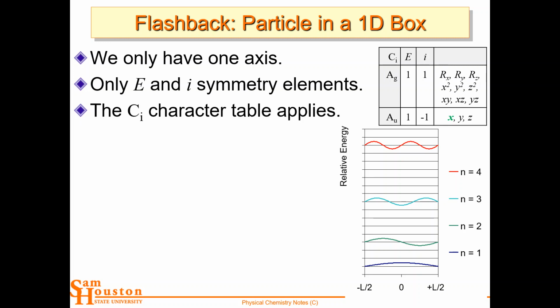It only has those two symmetry operations here, E and I. And so we label those wave functions with their even and odd character. If we were to do the inversion, let's just show an example. If we did the inversion on the ground state, the left side equals or looks just like the right side. And so that's going to be a +1 under inversion.